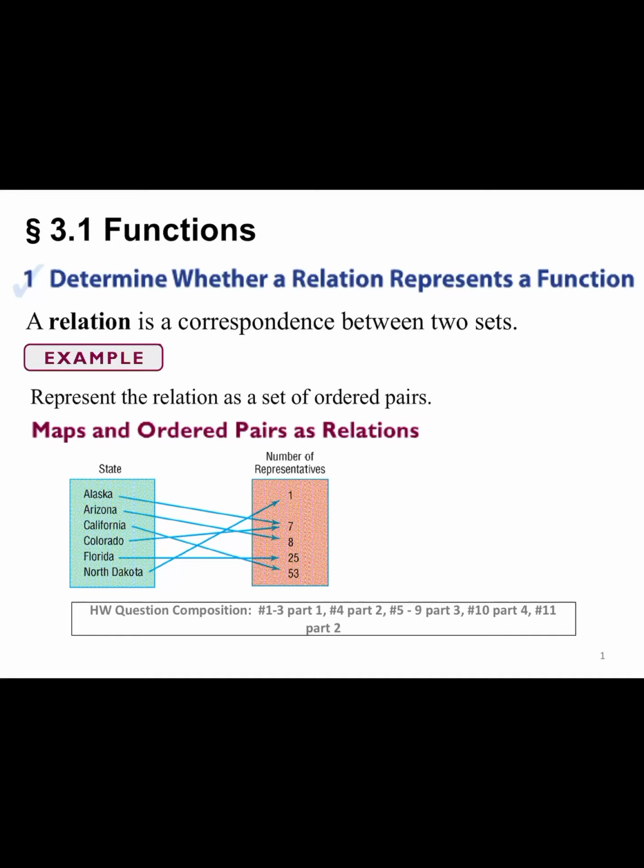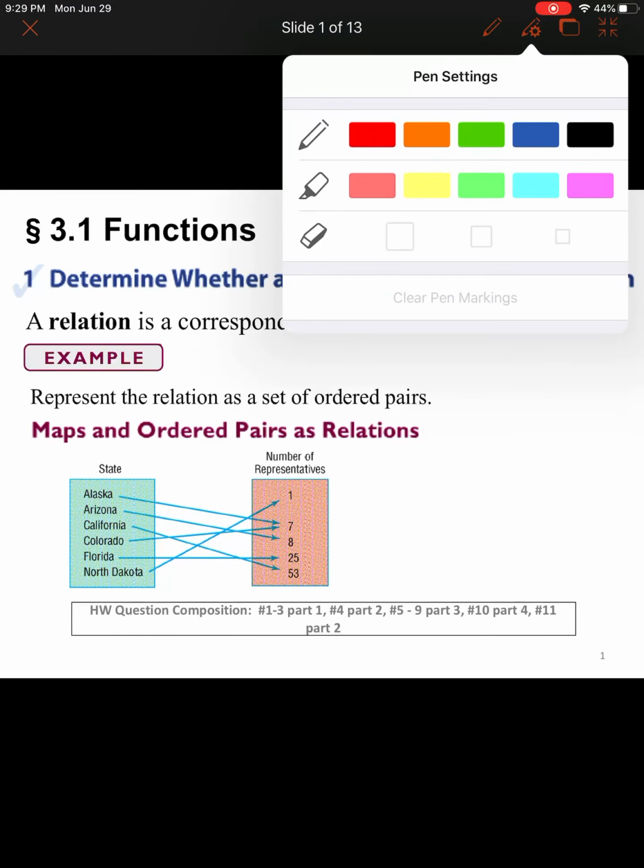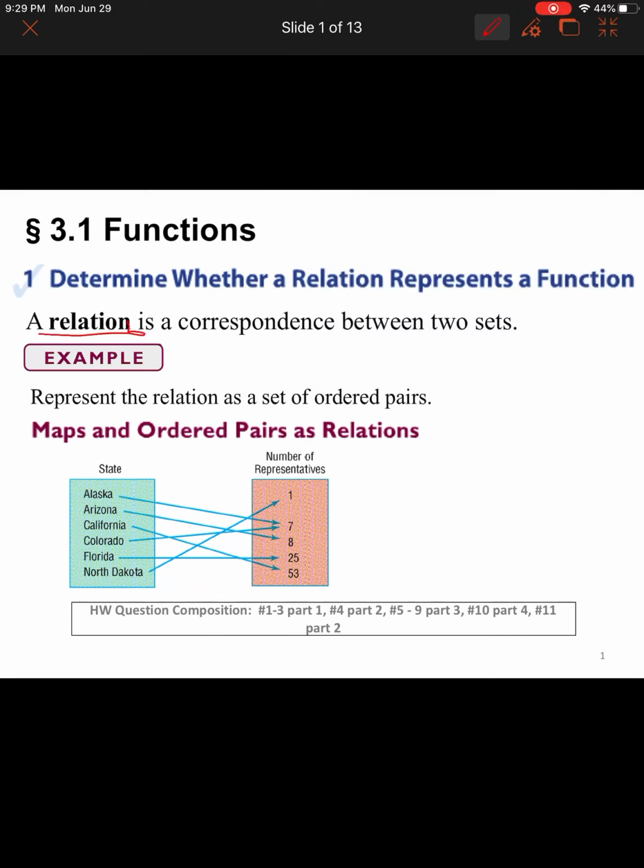Alright, this is 3.1 functions. Alright, my math people. Before we can talk about a function, we must define a relation, because that is a term that's embedded inside the definition of a function. A relation is a correspondence between two sets. So here we have a set of states, and here we have the number of representatives for each state. All you do is look at the relationship between the sets. Alaska has 7 representatives. Arizona has 8 representatives, and you see there's a correspondence between those two sets. So that is a relation.